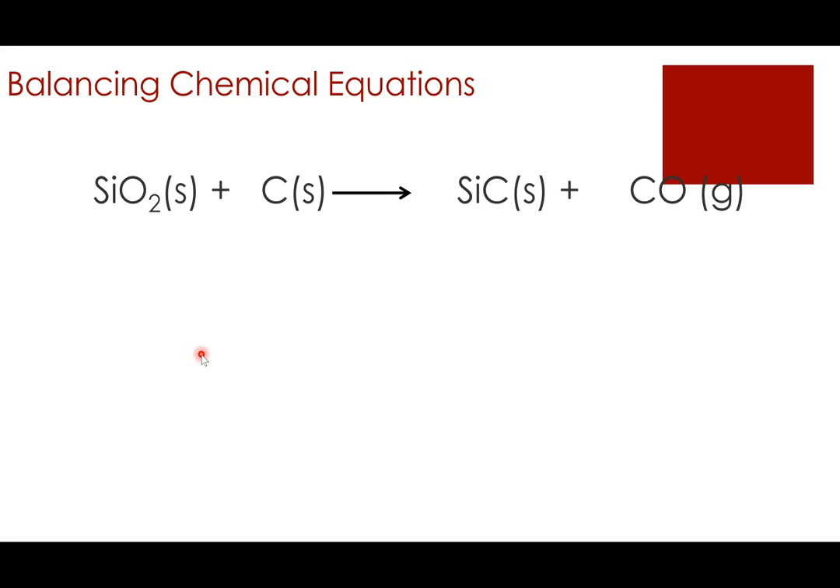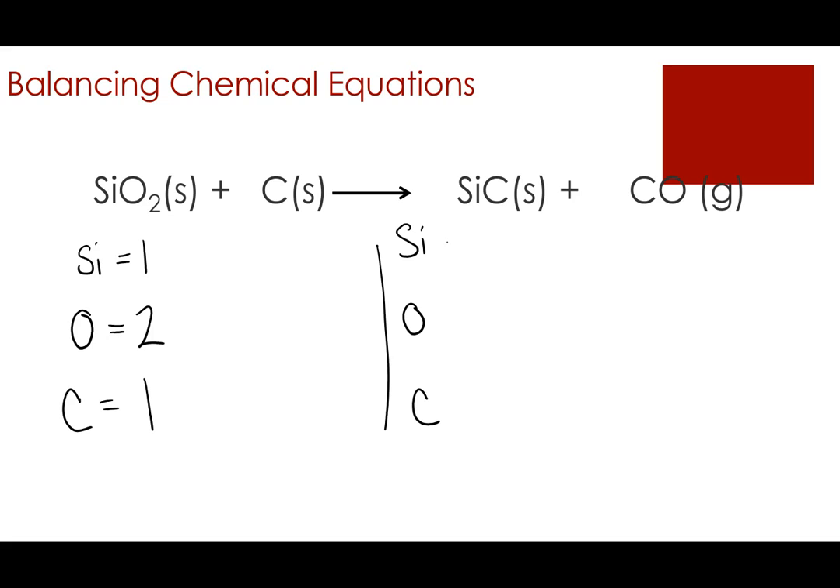All right, so first step is to take inventory of what we have. So I see silicon, 1, oxygen, 2, carbon, 1. I'm going to write the atoms in the same order on this side. And again, I see silicon, 1, oxygen, 1, and then carbon, I see 1 plus another 1, or a total of 2. Okay.